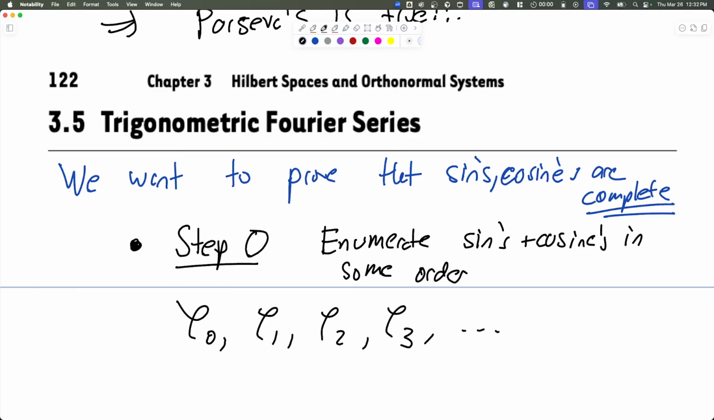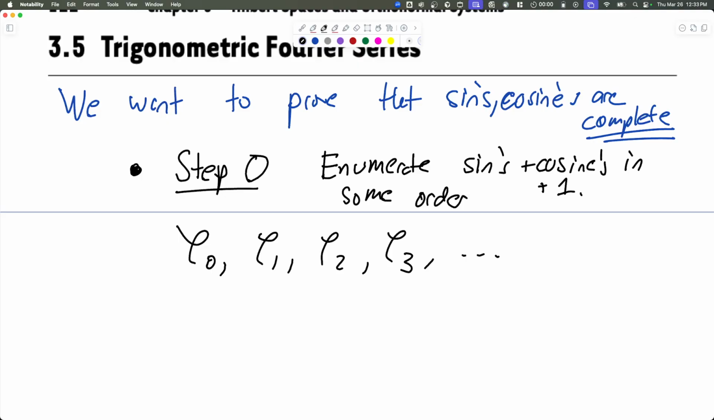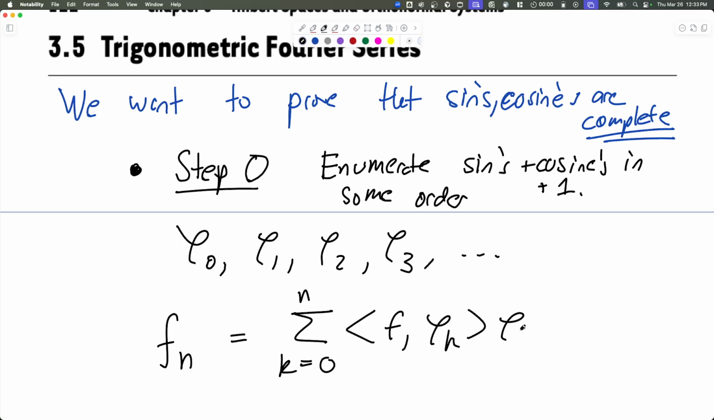You should think of, if you want, the constant 1 function, the sines, and the cosines. So maybe phi 0 is 1, and then you could do sine, cosine, alternating, however you want to do it. You put all the sines and cosines in some order and call those things phi. Then we define f_n to be the approximation with n pieces. So this will be the sum from k equals 0 to n of the inner product of f with phi k, times phi k. This is the partial sum that we've been doing this whole time.